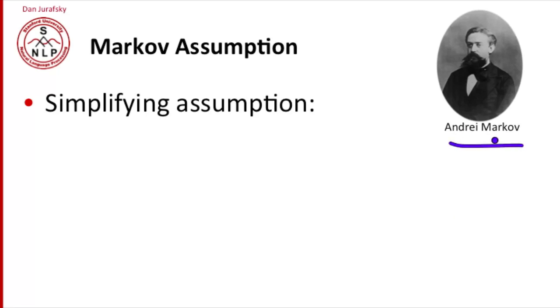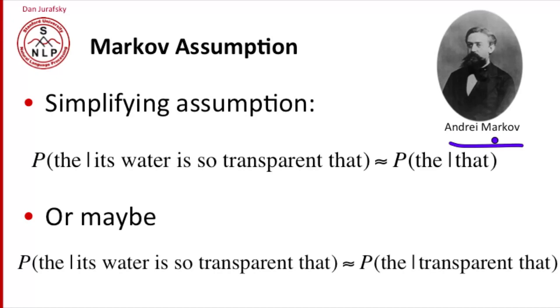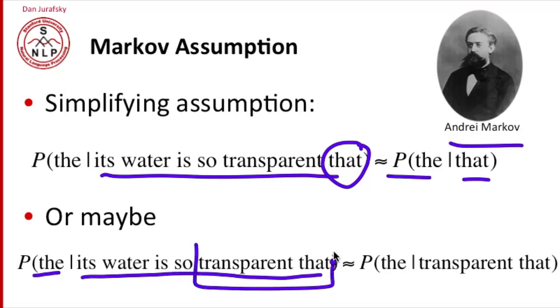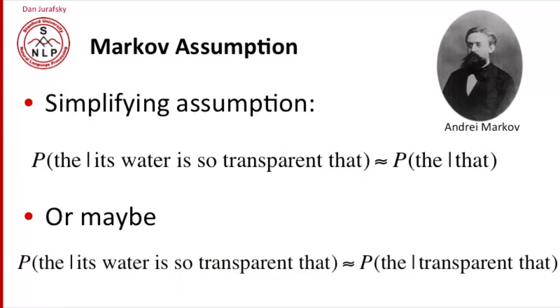And the Markov assumption suggests that we estimate the probability of "the" given "its water is so transparent that" just by computing instead the probability of "the" given the word "that", or the very last word, meaning the last word in the sequence. Or maybe we compute the probability of "the" given just the last two words, so "the" given "transparent that". So that's the Markov assumption. Let's just look at the previous, or maybe the couple previous words rather than the entire context.